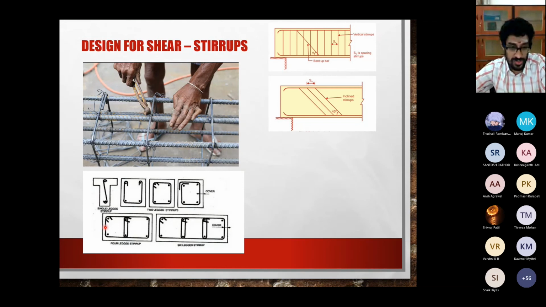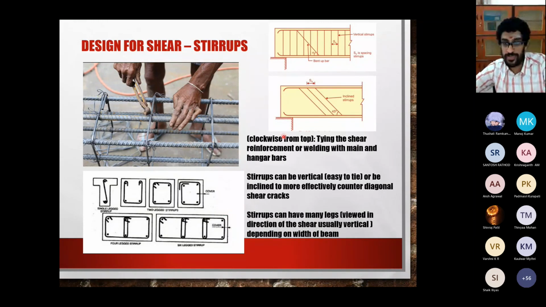So this is a 4-leg stirrup because 1, 2, 3, 4, and this is a 6-leg stirrup because 1, 2, 3, 4, 5, and 6. So depending on the number of legs, you just multiply it with the area of a single leg. That will give you the area.